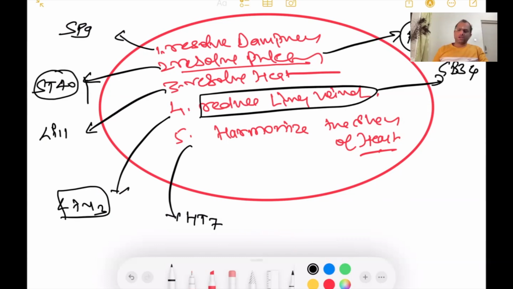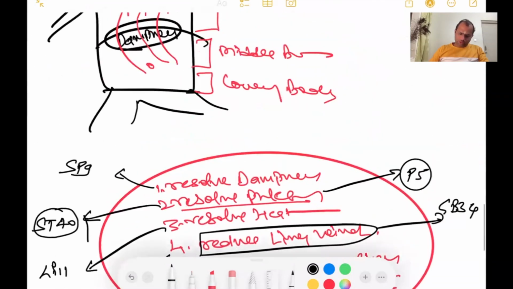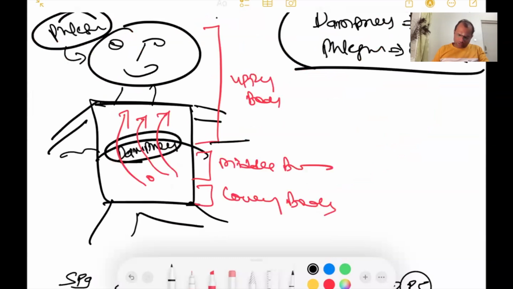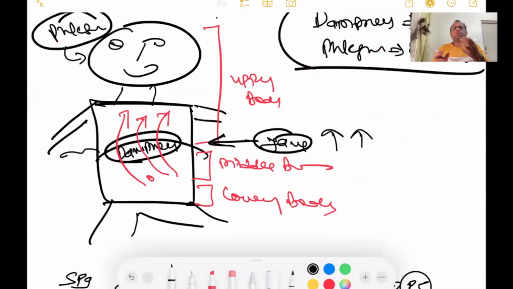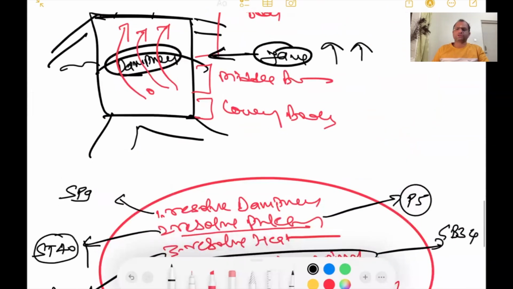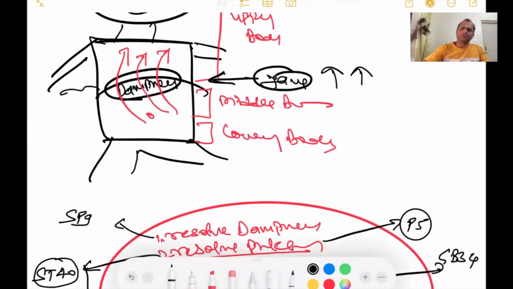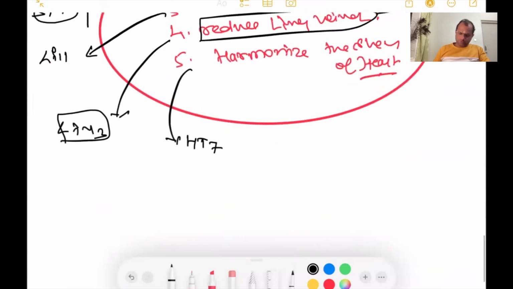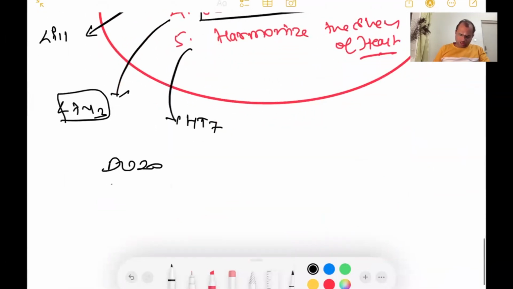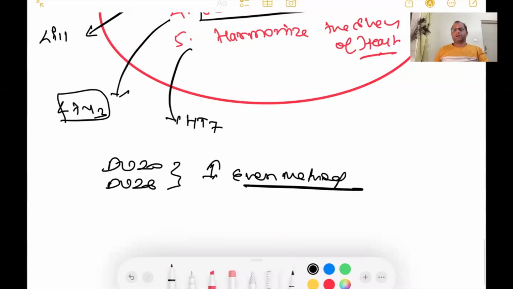Now I told you the dampness is blocking the yang here. Yang is not able to rise. The yang force that should go up is not reaching the brain properly, and the free flow of energy is not happening properly. So what we'll do in epilepsy, we use DU20 and DU26 points also, and we do even method. So this is the protocol, and we can use this protocol.